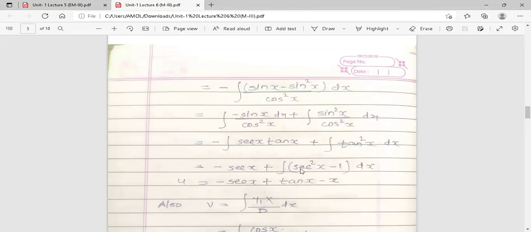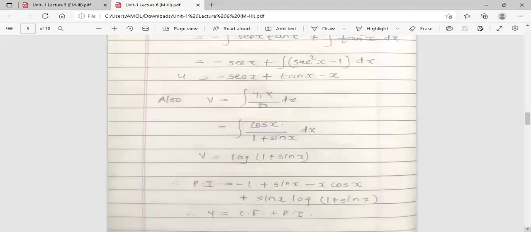So again separate these two terms and integrate. So it is equal to minus sec x plus, now integration of sec square x is tan x and minus 1 integration is minus x. So u is equal to minus sec x plus tan x minus x. So this is the value of u.